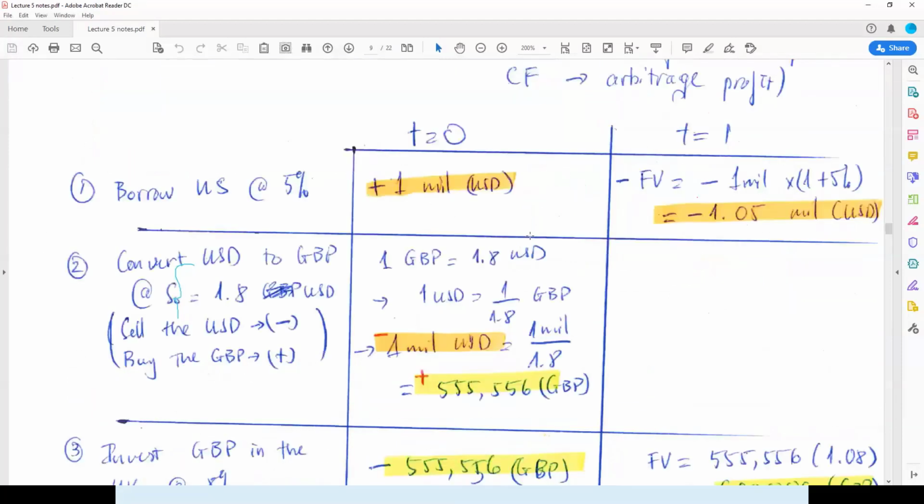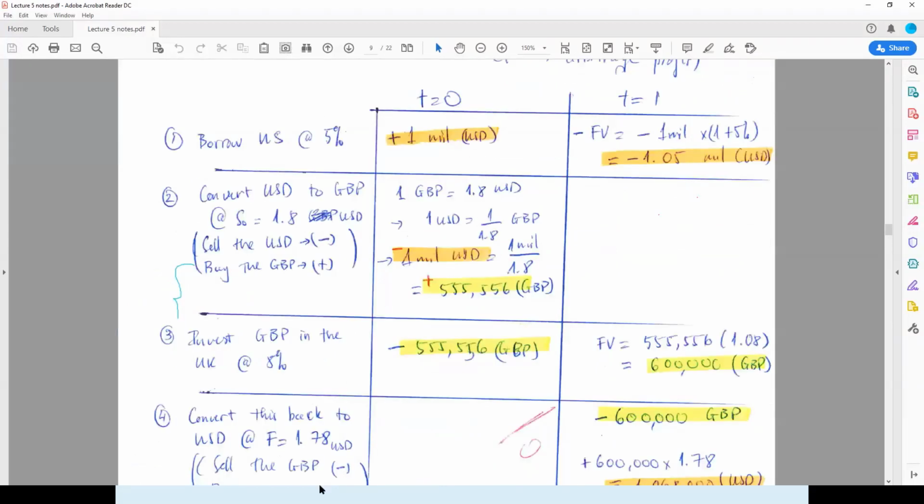What I'm going to do is construct this table over here. On the first column, I'm going to describe my transactions. In the second column, these are the transactions I need to do at time 0. And in the third column, I describe the transactions that happen at time 1, okay, which is 1 year after. So here I'm going to start with 1 million USD, okay, which is here.